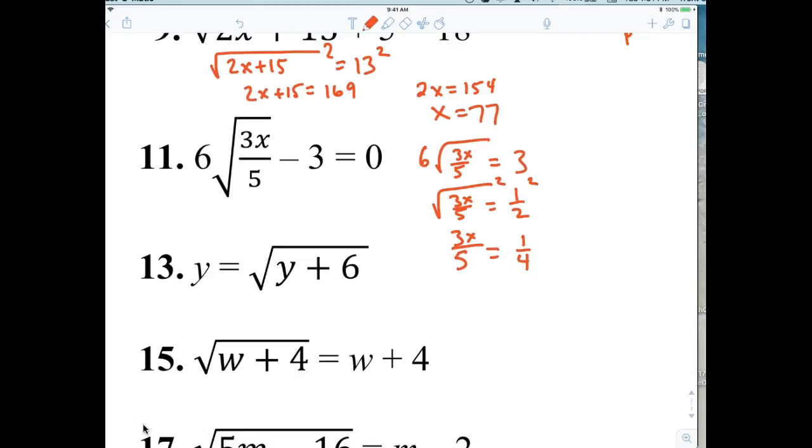Can I agree with that? Yes. And now to solve a fraction, we multiply by the reciprocal. So x is equal to 5/12. Everybody okay with that? All right.